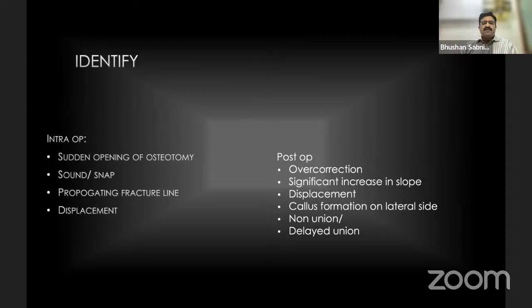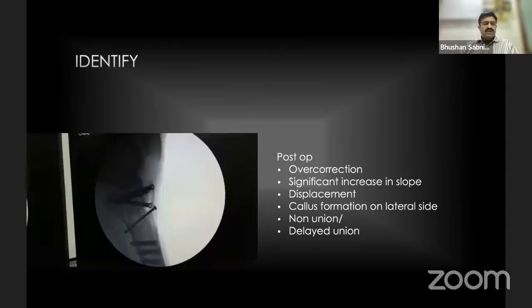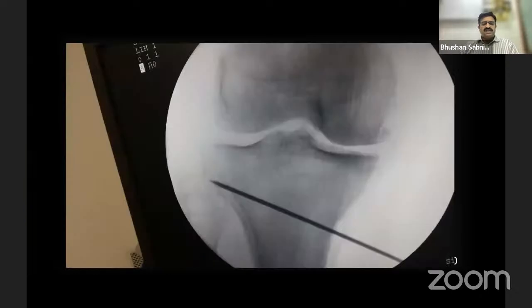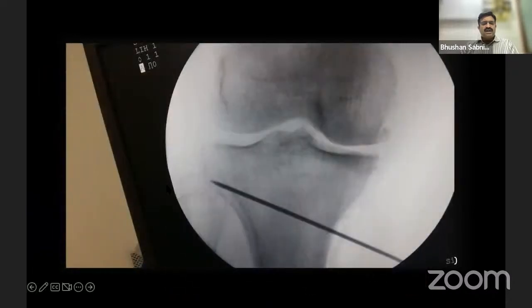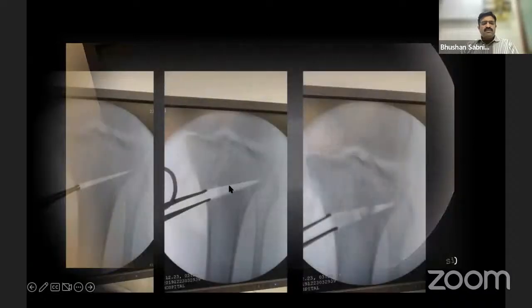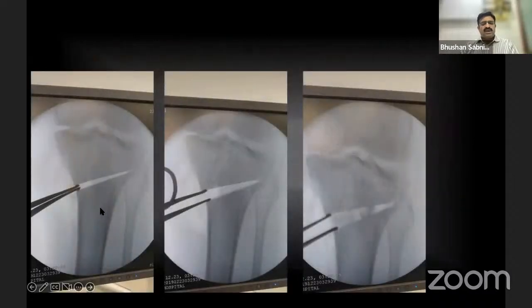Unstable osteotomy, if not managed properly, will lead to a delayed union or non-union. And if you see a suddenly increased slope in your post-op X-ray, you need to be worried that this is an unstable osteotomy as such. So this is roughly where I normally try and come for my hinge. So my hinge will be somewhere here at this spot, and that will make my osteotomy not open up. A couple of examples. You're opening it very nicely.